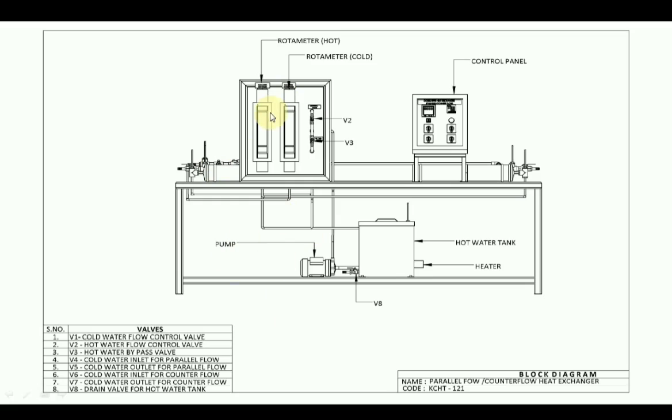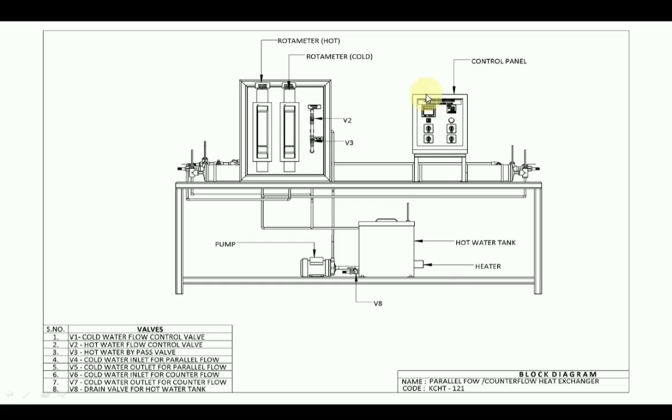Now here we have the two rotameters. This rotameter is for the hot water and this rotameter is for the cold water. Here you can see that we have two valves. This valve V2 is the hot water flow control valve. So if you want to control the flow rate of hot water in your tube, then we need to use this valve V2. And this V3 is the bypass valve. When we use the bypass valve, if you want to directly transfer the hot water to the hot water tank, then we need to use the bypass valve.